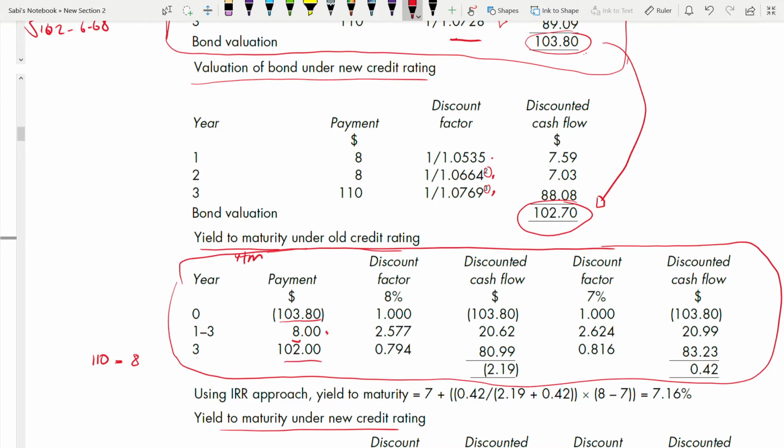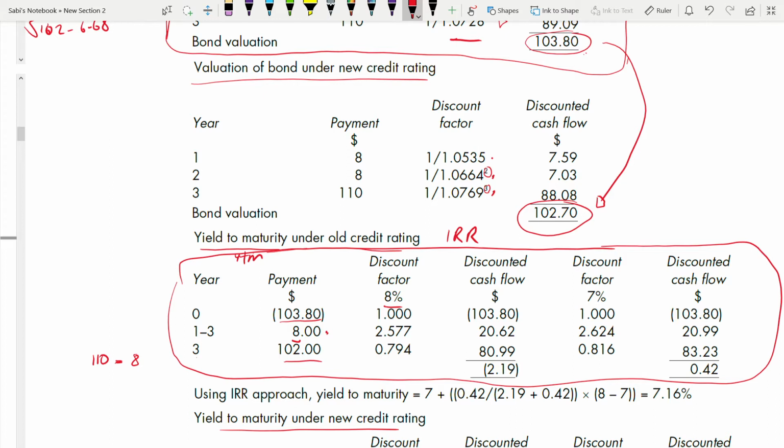Next, discount factor 8%, right? Because it's an 8% bond. So when you have to find yield to maturity, remember you have to use IRR. So you have to know how to use IRR also. If you're not good at that, you cannot find yield to maturity, right? So the first discount factor will always be given to you. The second, lower or higher, you decide based on the value you are getting. If it's negative, you have to use a lower one. So here, once you discount, you are getting a negative, minus 2.19.